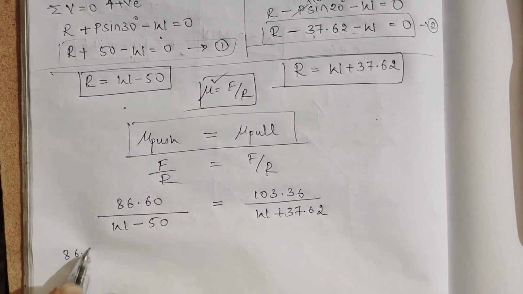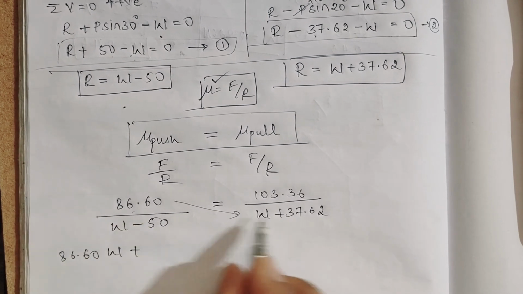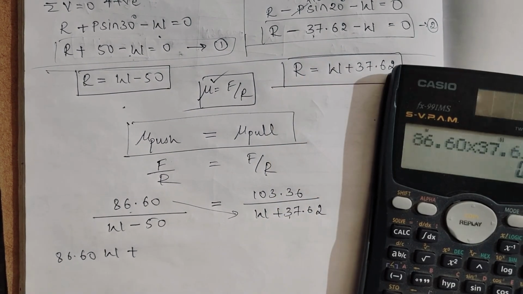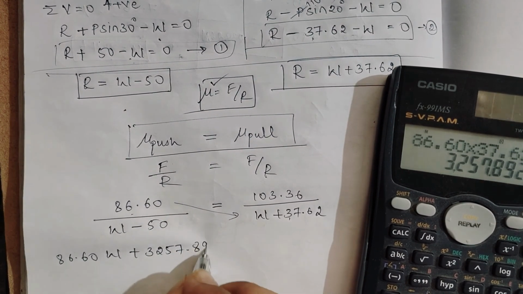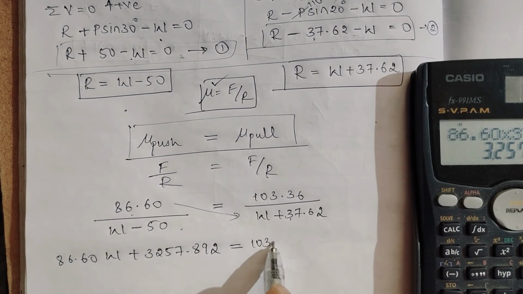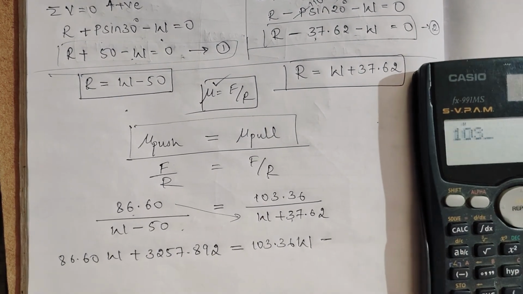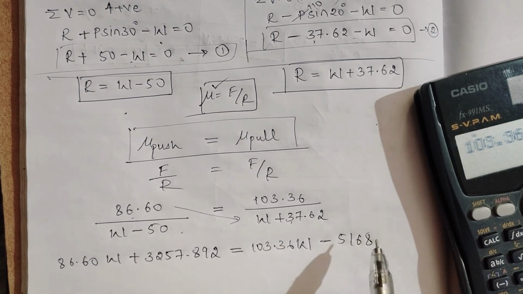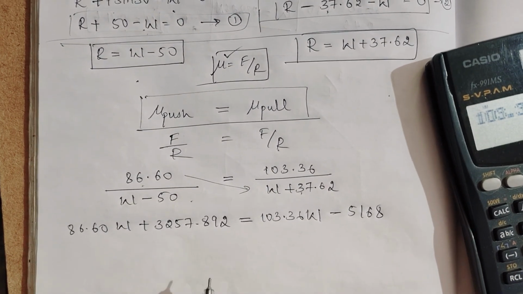So 86.60 into W plus 86.60 into 37.62, it will be 3257.892, which is equal to this one, 103.36 W minus 103.36 into 50, that is 5168. Okay, now we have only one unknown, that is W.